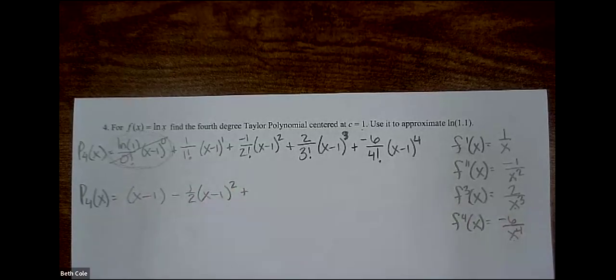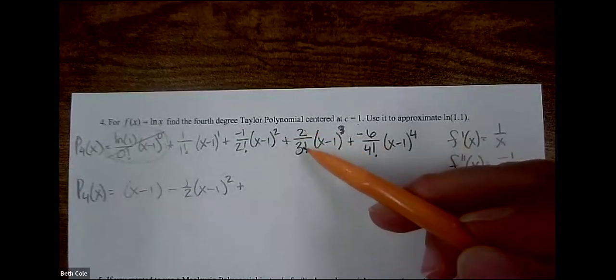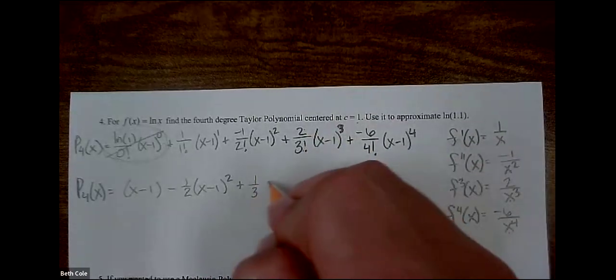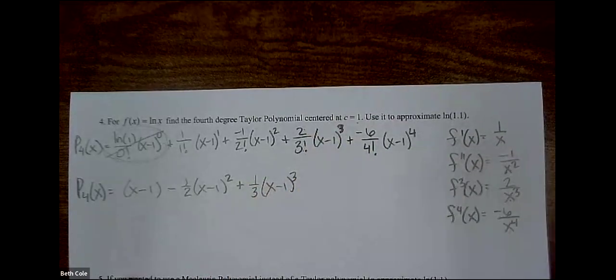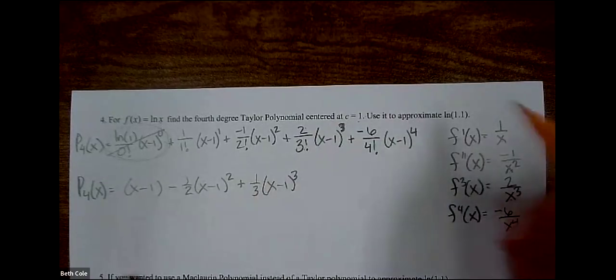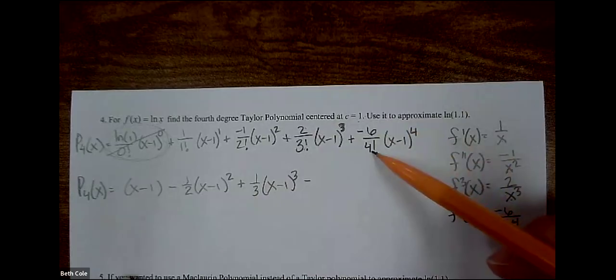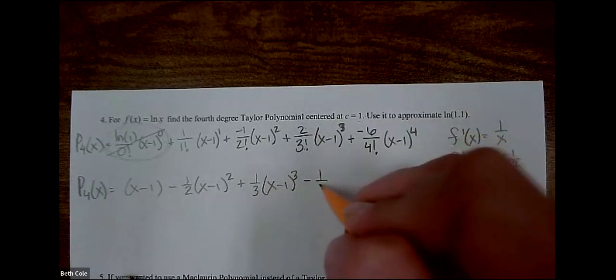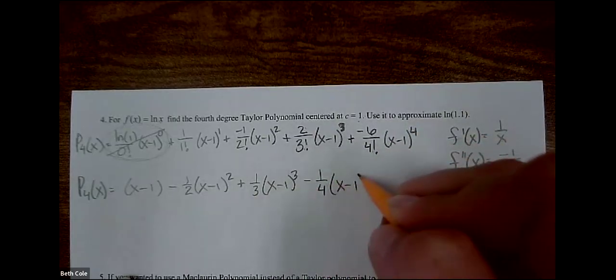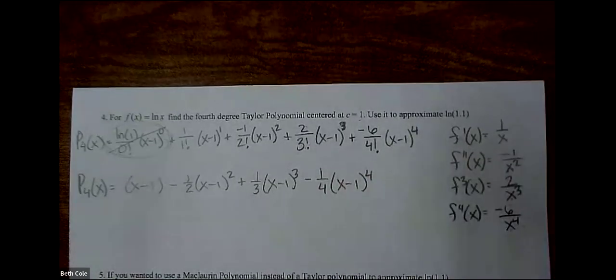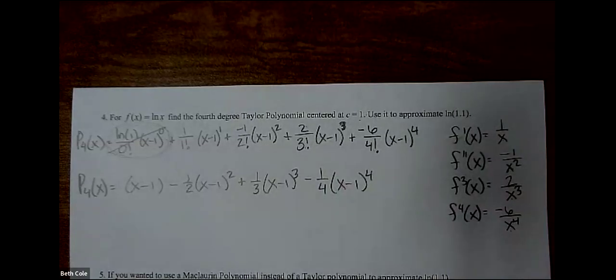Plus, oh, you know what? I did want to simplify these fractions because I want you to see what happens with these. This would be 2/6, which would be 1/3. Do you see what's happening? And then minus, this would be 6/24, which is 1/4. Also, what kind of series would this be if we kept it going forever? Alternating, cool, because that's going to come up.